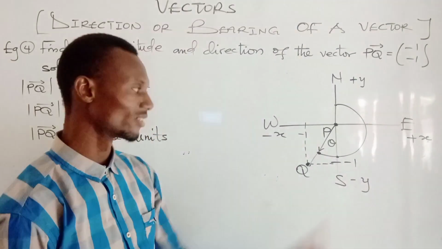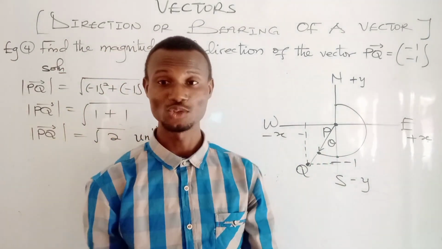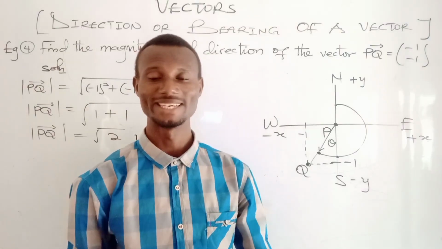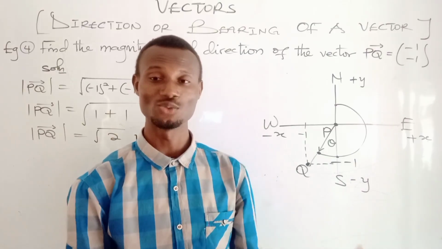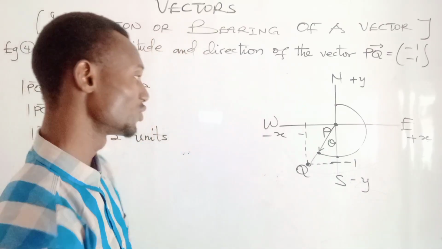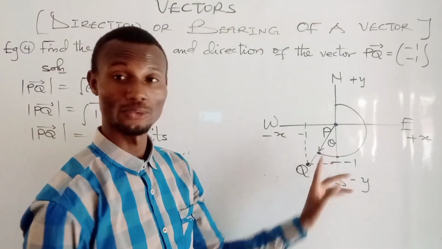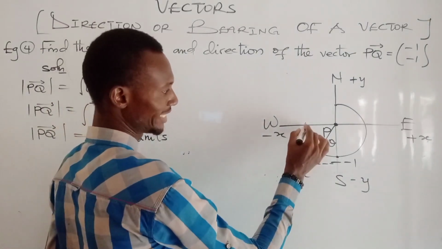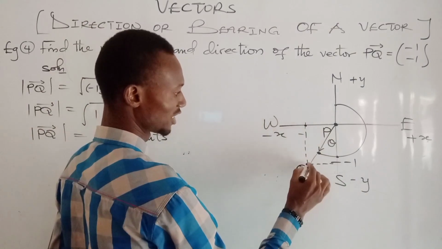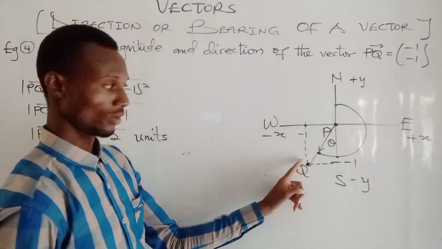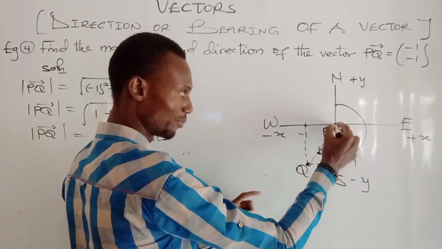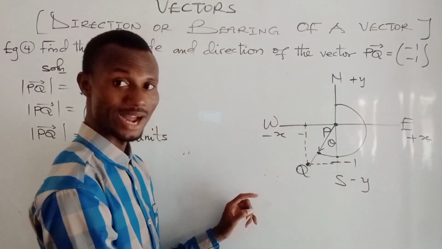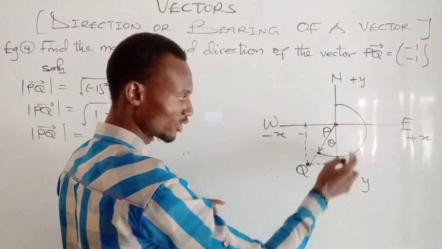So we need to find the angle theta which is here, and for us to do that we need to make use of our trig ratio that I taught you in the previous videos, which is tan theta. So we are going to use tan theta to be able to find the angle which is here. But before that, I want you to take note of something: from this point up to this point is -1. It is the same distance that is being repeated here. If from here to here is -1, then from here to here is also -1, as we've plotted.